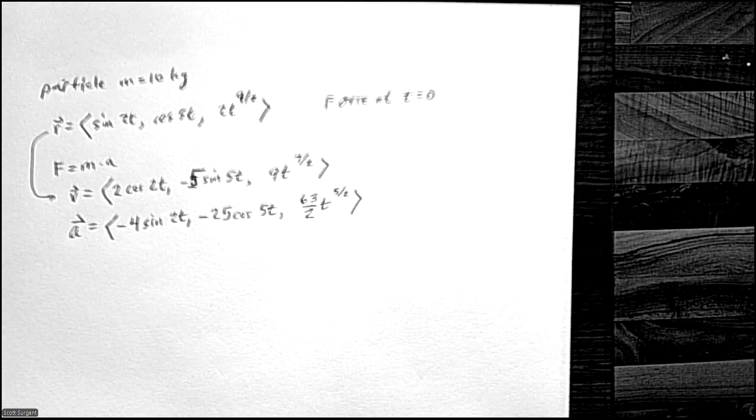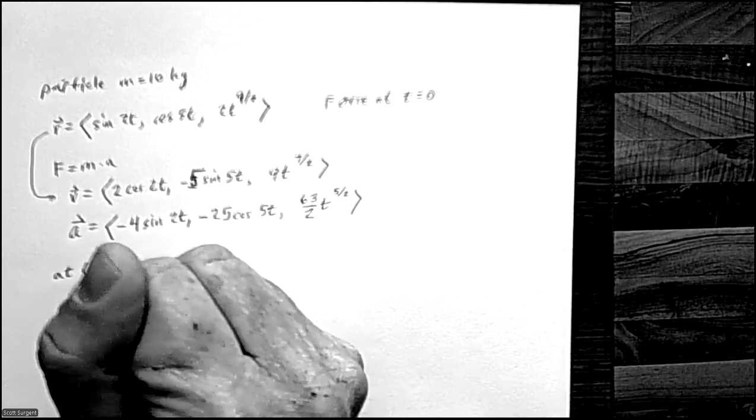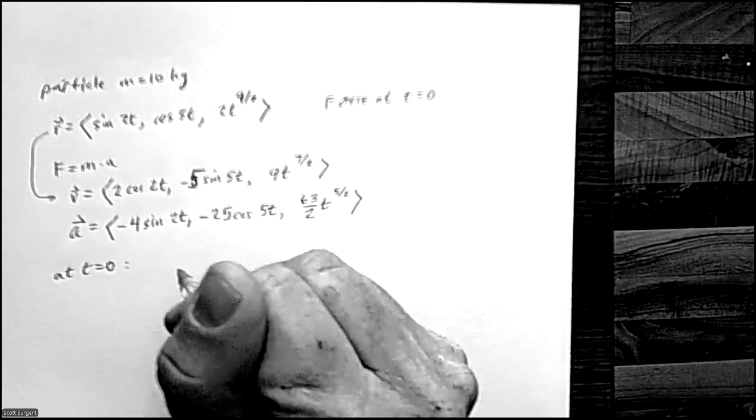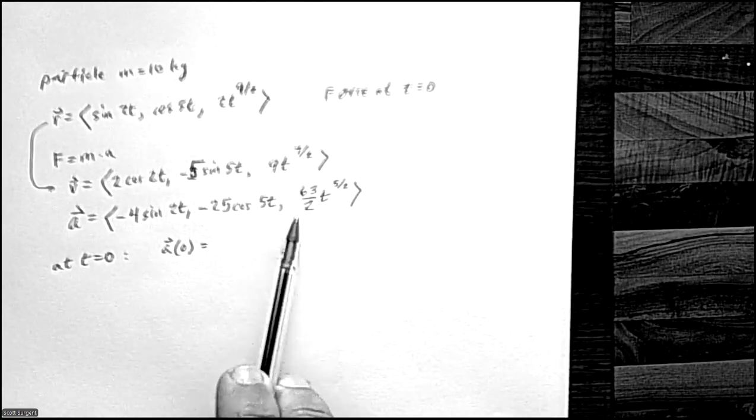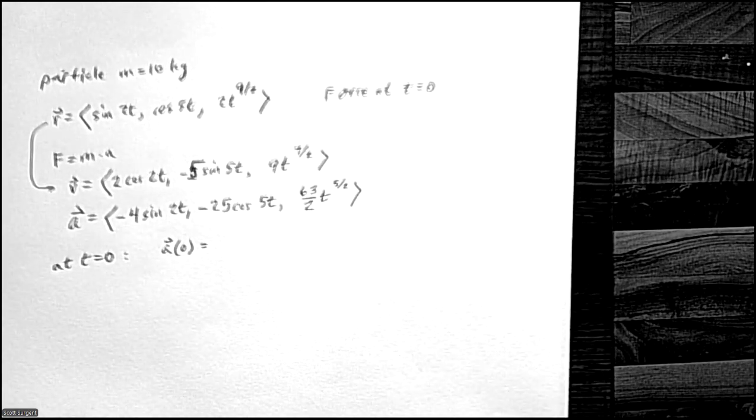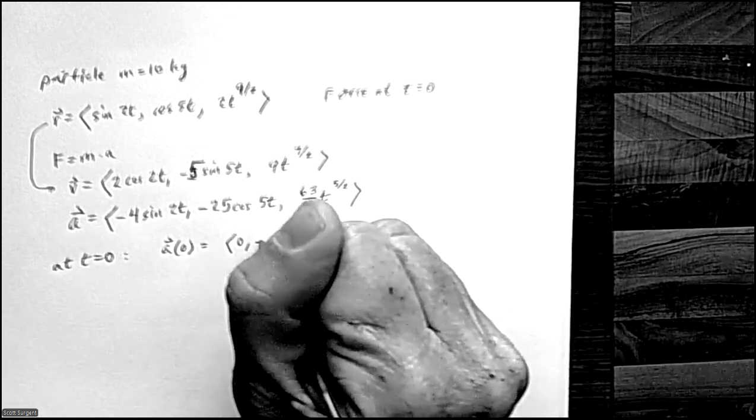So we just plug in 0, which kind of is boring because it drops out 2 of the terms. At t equals 0, the acceleration at 0, well, that drops out the first and the third term. And we get negative just 25. It seems a little too easy.